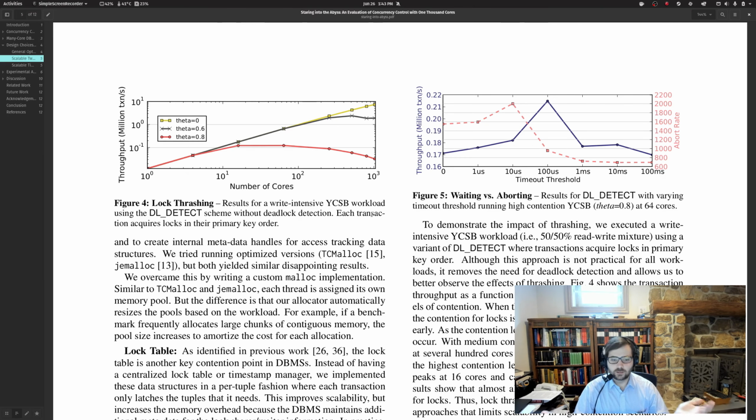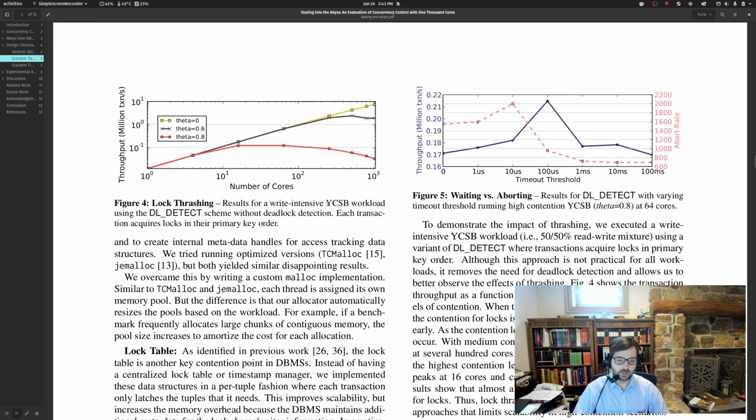And so what they did in this paper is they simulated, using a server cluster and some software, a 1,000 core CPU, and they set up a database on this 1,000 core CPU, and they ran a bunch of benchmarks.